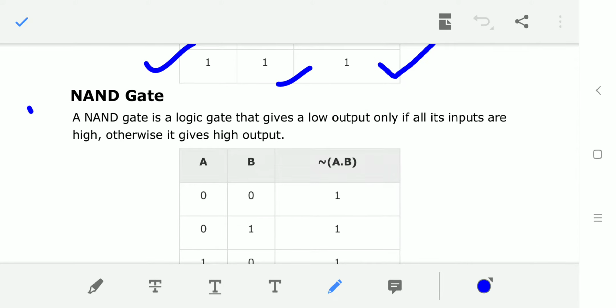Next is NAND gate. A NAND gate is a logic gate that gives a low output only if all its inputs are high, otherwise it gives high output.